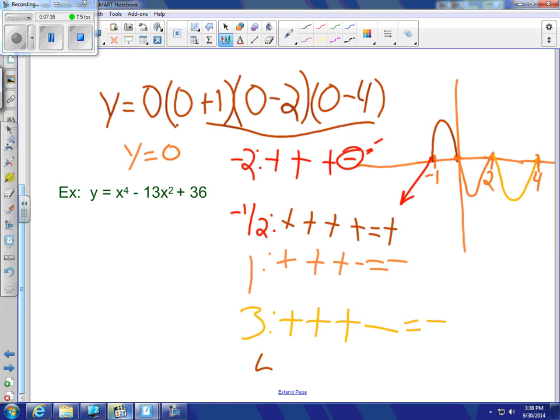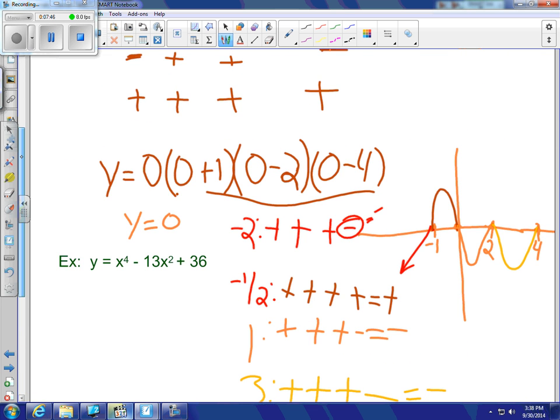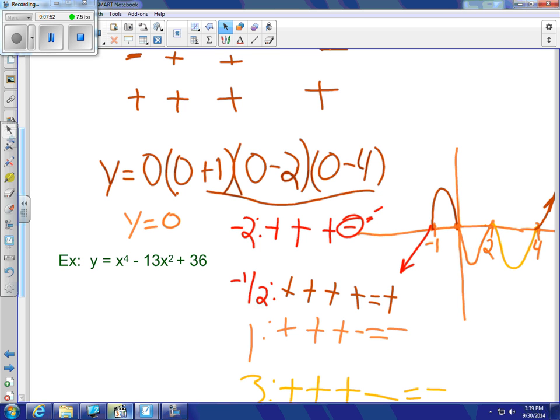So when you plug in 5, you're going to get positive, positive, positive, positive, overall positive. So this is going to go in that direction. Okay? All right.